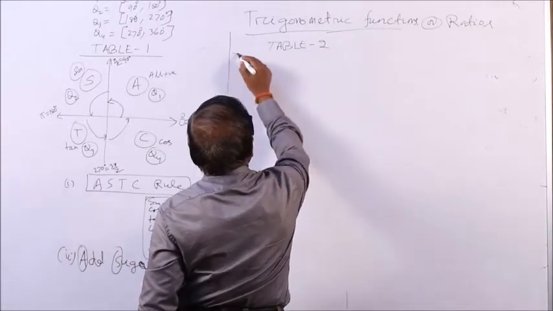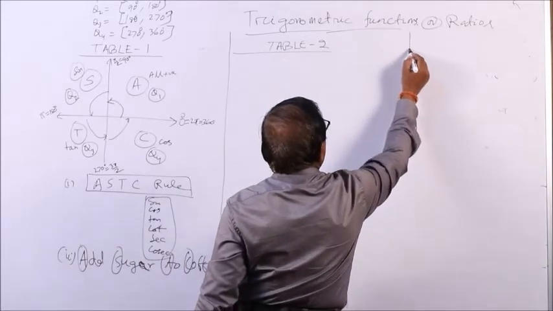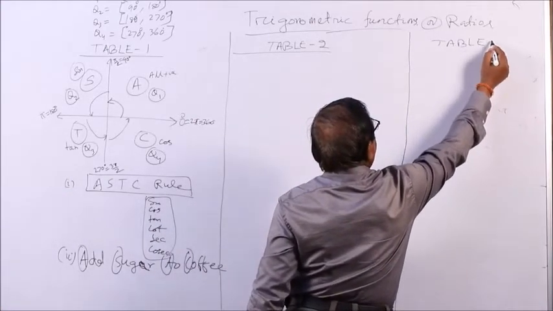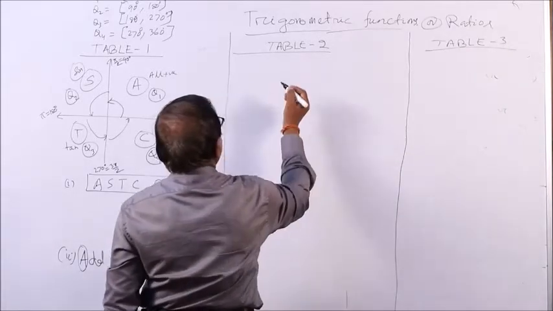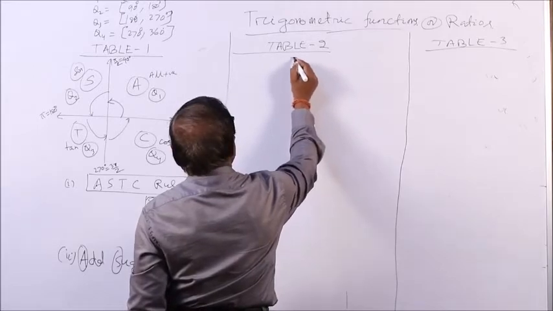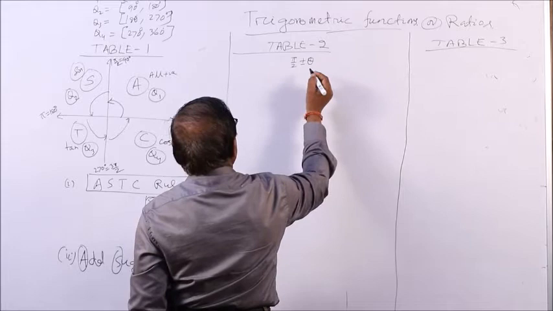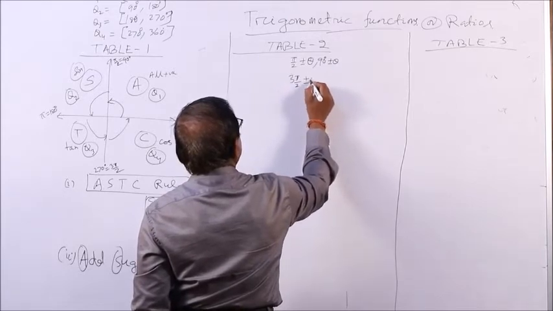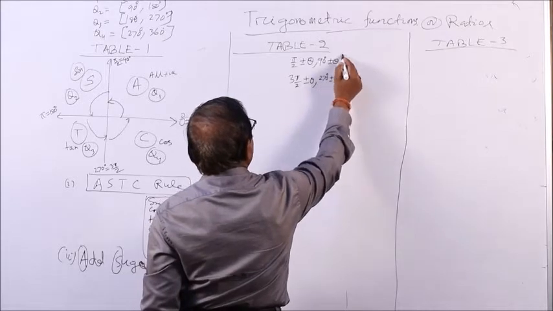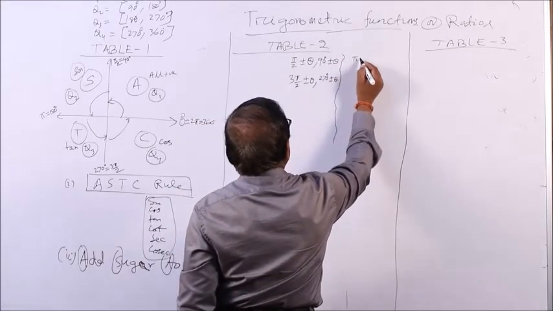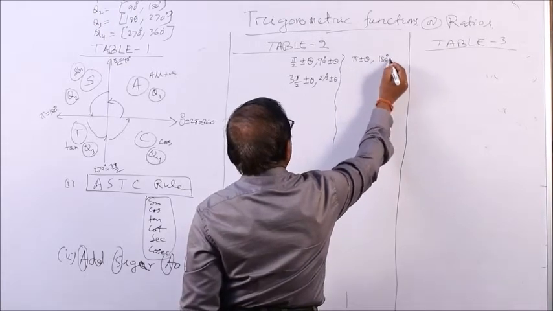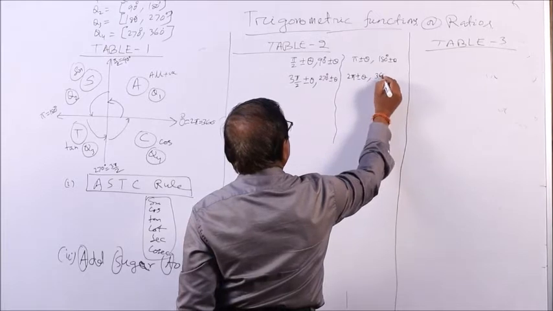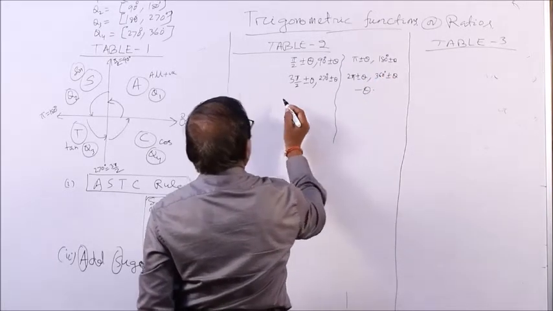Table 2. Table 2 is like this, you see. pi by 2 plus minus theta, that is 90 degrees plus minus theta, 3 pi by 2 plus minus theta, that is 270 degrees plus minus theta, and pi plus minus theta, that is 180 degrees plus minus theta, and 2 pi plus minus theta, that is 360 degrees plus minus theta and minus theta. You see, I will tell this rule.